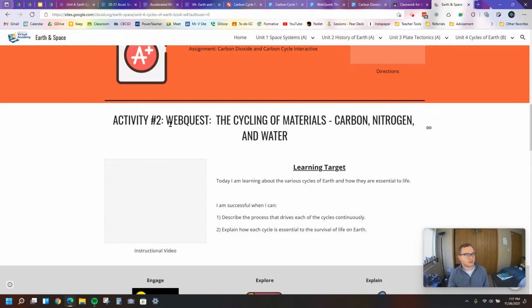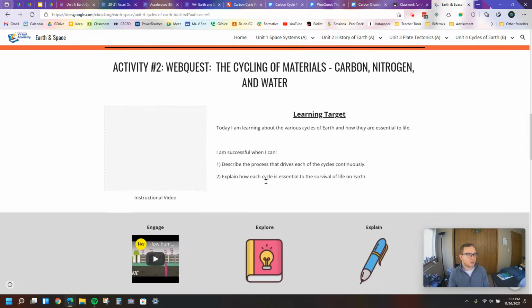Kind of aligning with this web quest, the cycling of materials, and this is looking at, again, the carbon cycle, but also the nitrogen cycle, and then the water cycle as a little bit of a refresher from last week and the week before. So really what we're trying to do is learn about these cycles again. We focused a lot on the carbon cycle in the previous activity and the water cycle in the previous 2 weeks. The nitrogen cycle is probably the new one here. And we're just trying to talk about how these cycles are continuous, how they keep going through and through and through, and how they're needed for life here on Earth.